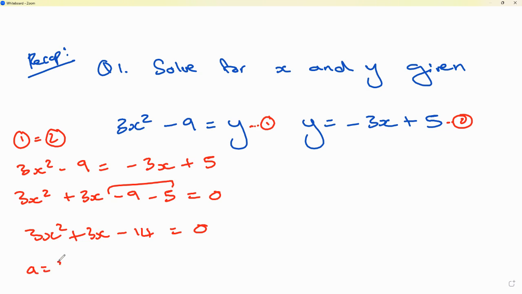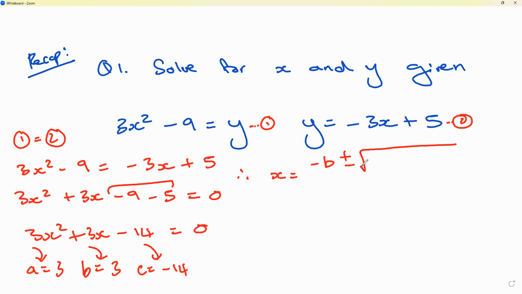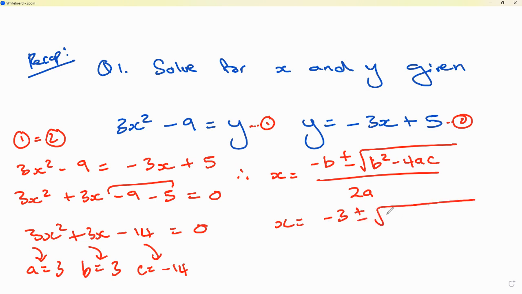So we take a equals 3, b equals 3, and c equals negative 14. And so therefore x will equal minus b plus or minus the square root of b squared minus 4ac, over 2a. And we then substitute carefully. So minus 3 plus or minus the square root of 3 squared minus 4 times 3 times negative 14, all divided by 2 times 3.